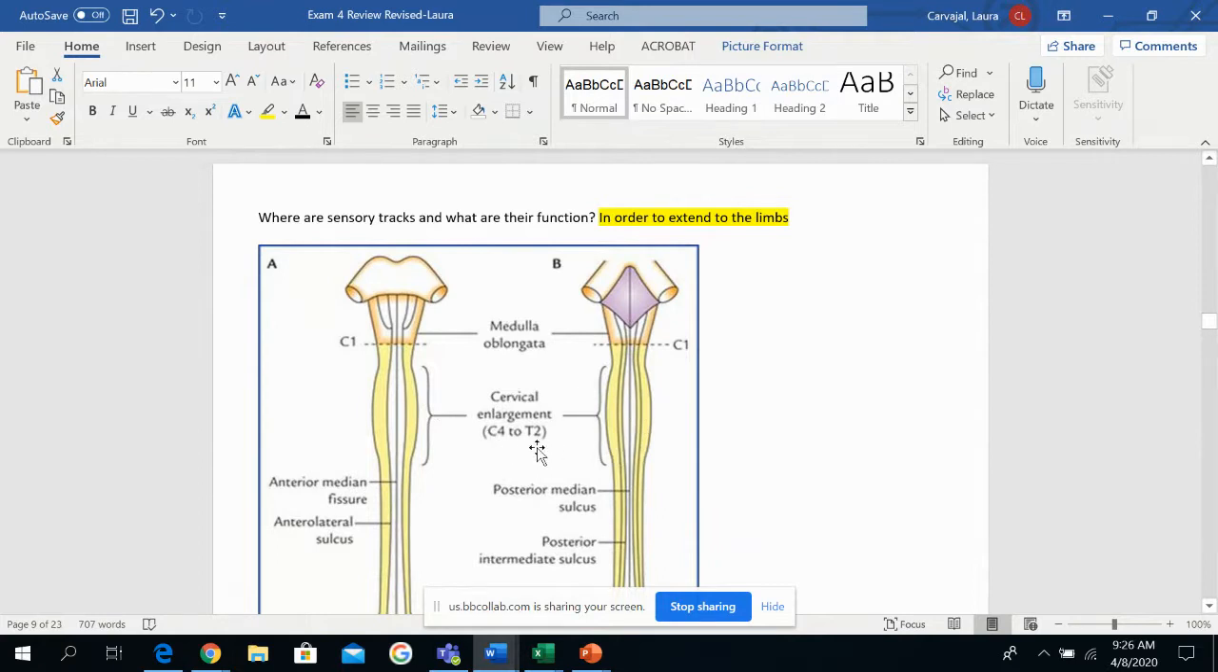So if we think about it from C4 to T2, what do you have there? Your arms, right? If you extend your arms in a wingspan, some people measure 6 feet across, but the people that are really, really huge, or really tall, sorry. So that's why we have enlargements, because our nerves need to be able to reach our fingertips. And for that reason, we have them here.